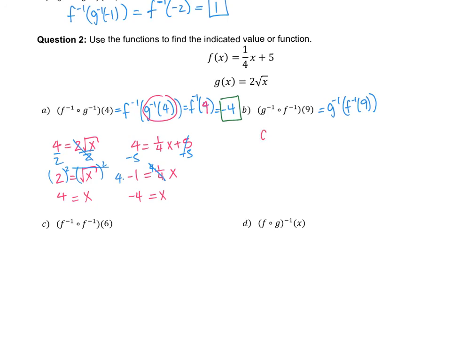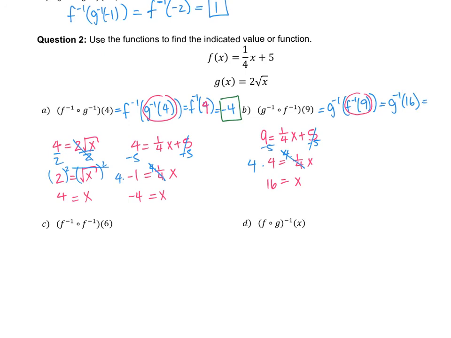So this is going to be 9 equals 1/4 x plus 5, and solve this out. So subtracting the 5. This would give you 4 equals 1/4 x. You would multiply both sides by 4 to get rid of the fraction. And so x equals 16. So this here, inverse of f of 9, is going to be 16. So this is g inverse of 16.